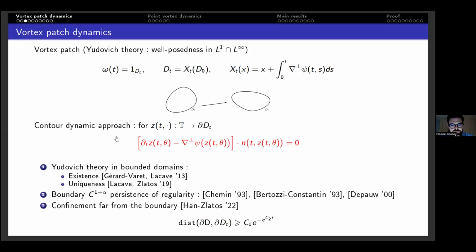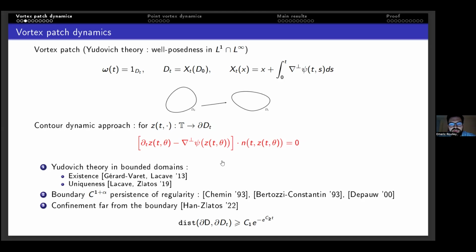But for the uniqueness part, it's a bit more tricky for the Yudovich theory. You should add some assumptions on the domain. For instance, in the work of Christophe Lacave and Zlatos, they impose some conditions, for instance, that the boundary should have finitely many angles less than pi or something like this, to have the uniqueness.